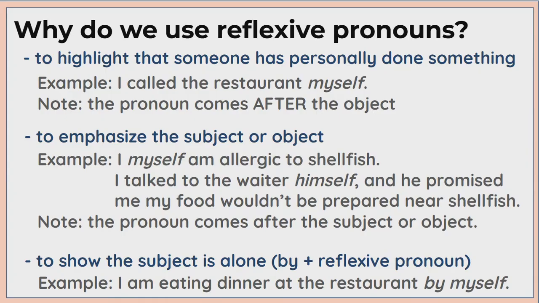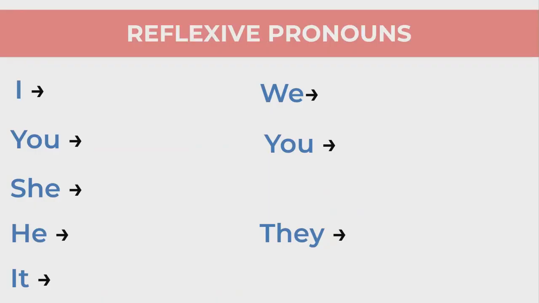If I were talking about my husband, I would say he is eating dinner at the restaurant by himself. If I was talking about you, I would say you are eating at the restaurant by yourself. So to show that something is alone, we just use by and the proper reflexive pronoun.